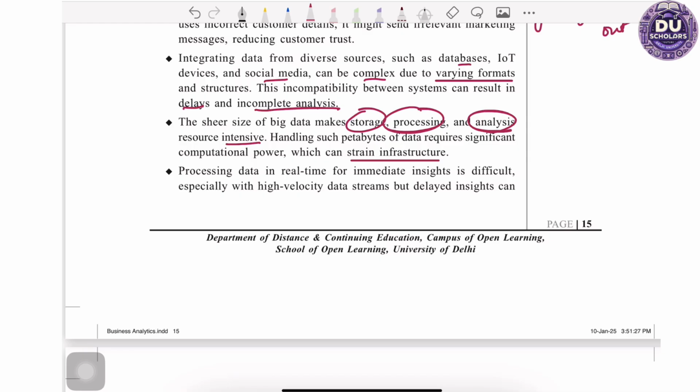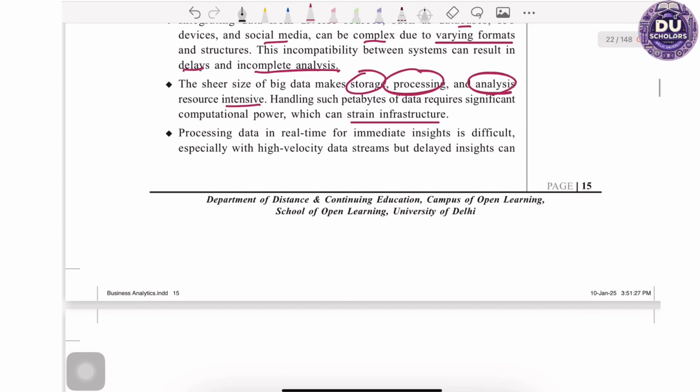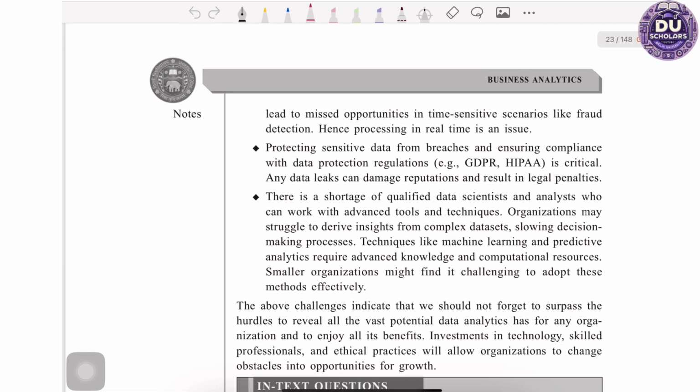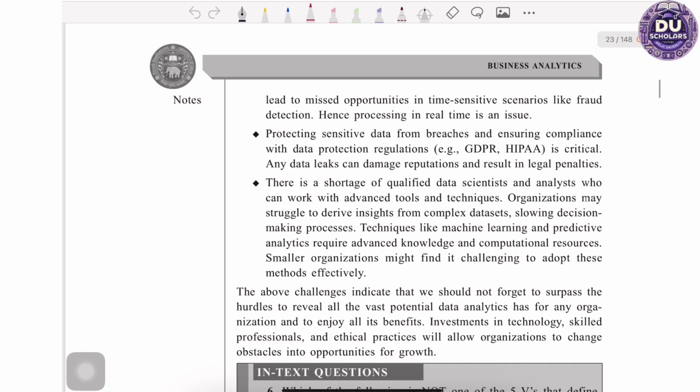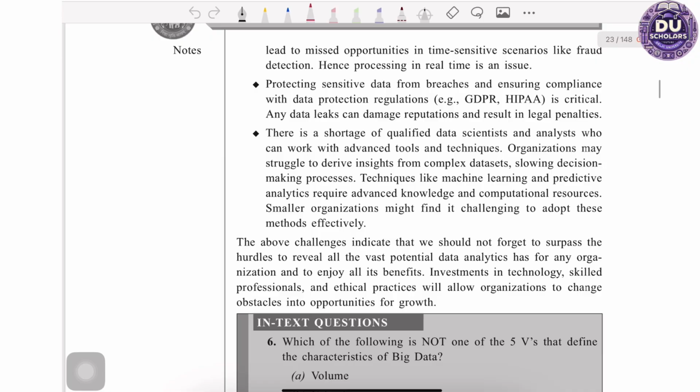So storage is very important, yet it is not handled effectively because of the huge amount of data, right? Processing data in real time for immediate insights is difficult, especially with high velocity data streams, but delayed insights can lead to missed opportunities in time-sensitive scenarios like fraud protection. Even processing in real time is a great issue. Protecting sensitive data from breaches and ensuring compliance with data protection rules is critical, and any data leaks can damage reputation and result in legal penalties, right?